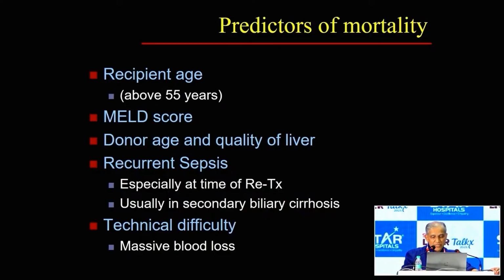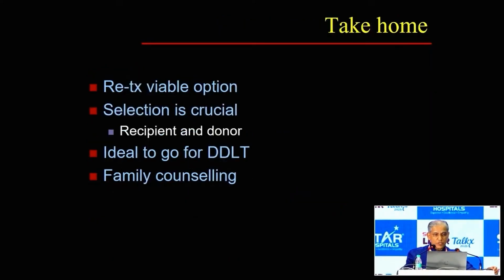Secondary biliary cirrhosis, again, is another area where multiple recurrent cholangitis would have occurred, and the liver that we take out is full of infection. So that is a problem. And of course, technical difficulty where there's been massive blood loss. That is again another predictor of mortality.